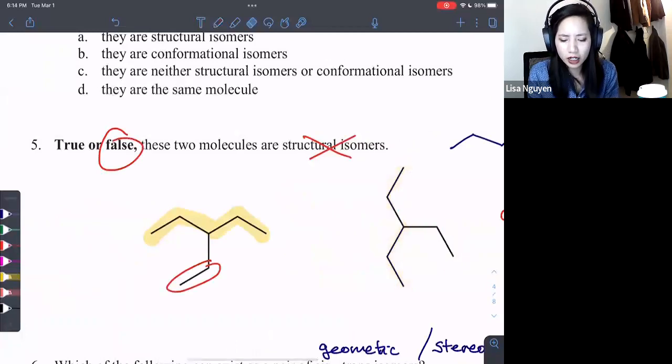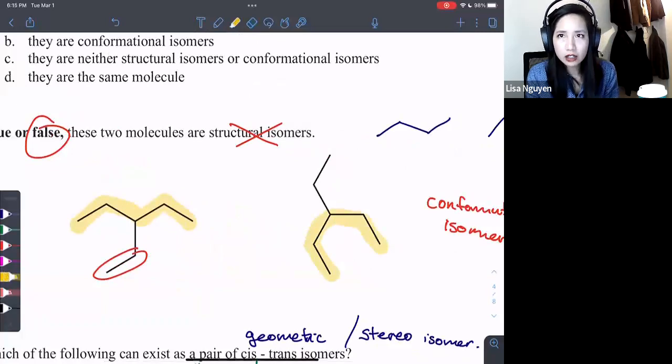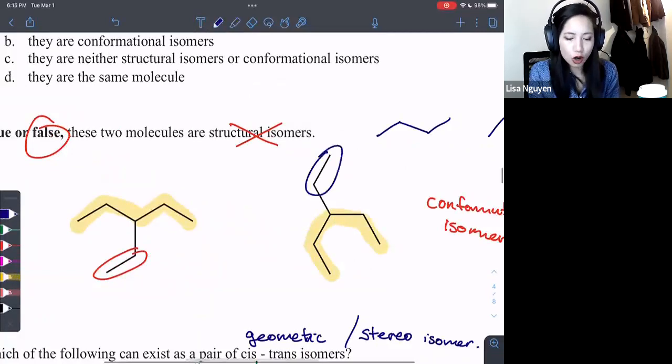Also, you might see that the parent chain is right here. That's 5 carbons and then a 2-carbon substituent there. It's the same exact molecule. So these are conformational isomers, not structural isomers.